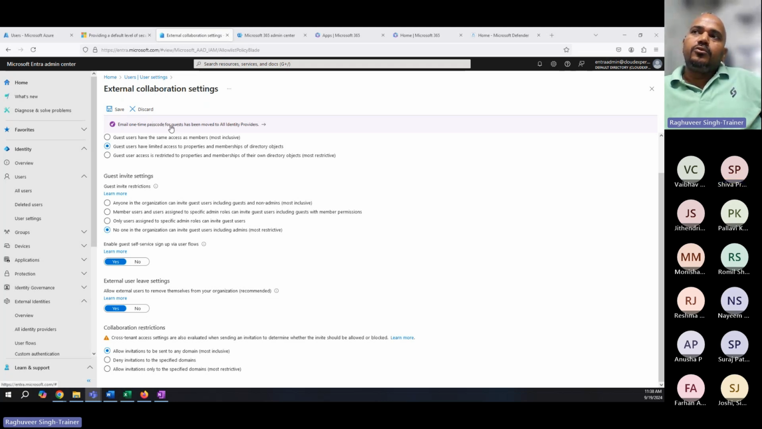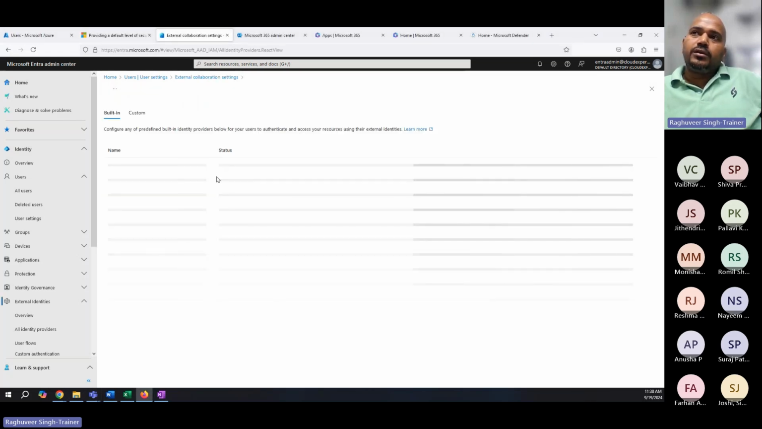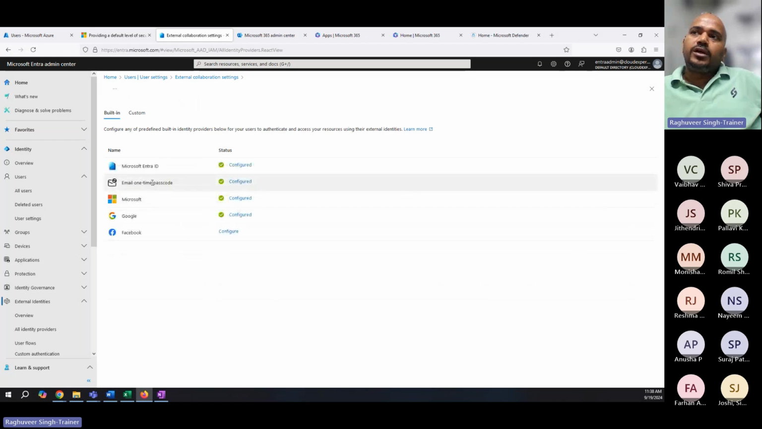Now they are basically moving it to another flow, which is all identity provider. So when you click here, you see this option, which is email one-time passcode. If that user signs in once in a while, you can do email one-time passcode. But if that user signs in permanently, then definitely you need to go with the federation. You will need to federate with Gmail.